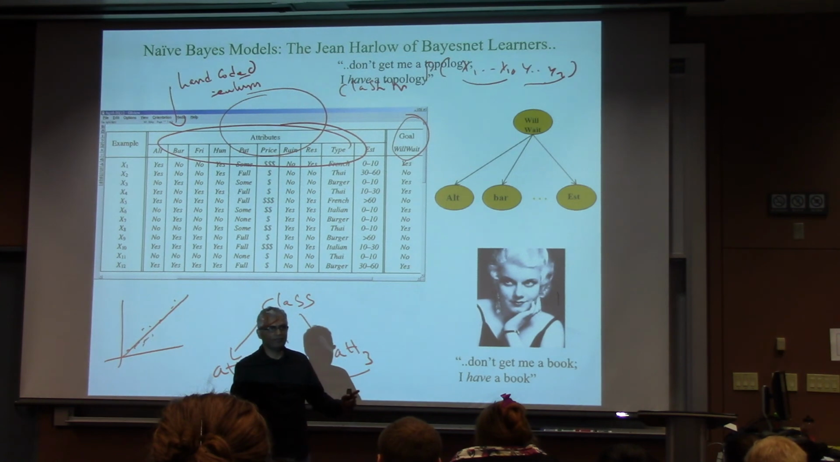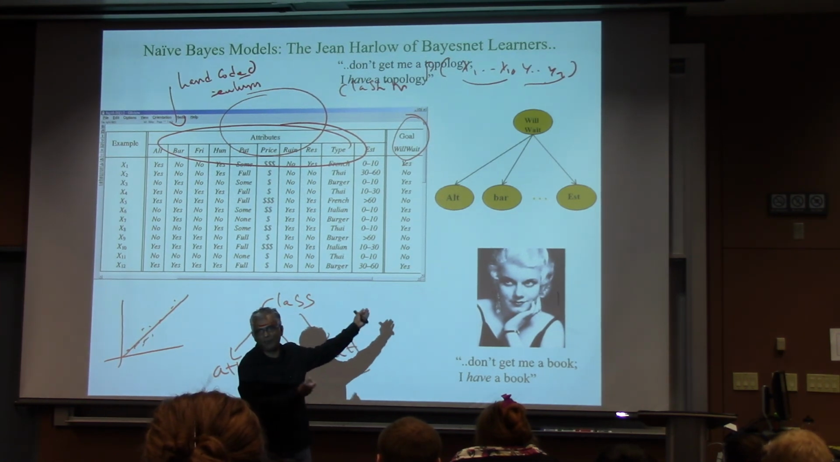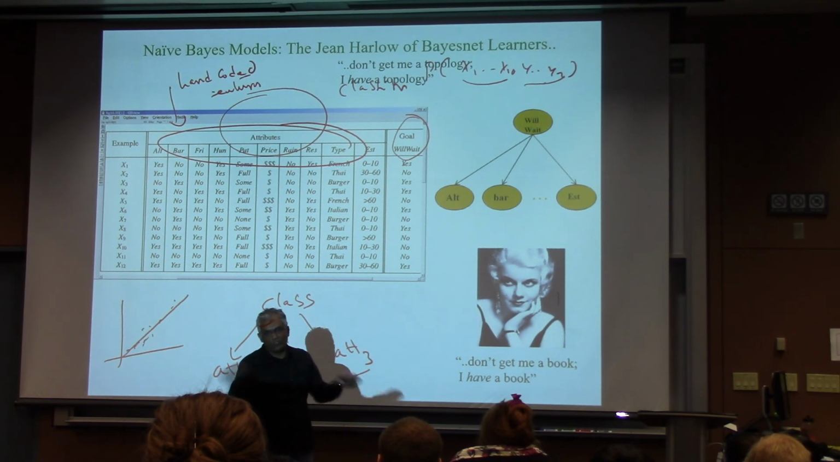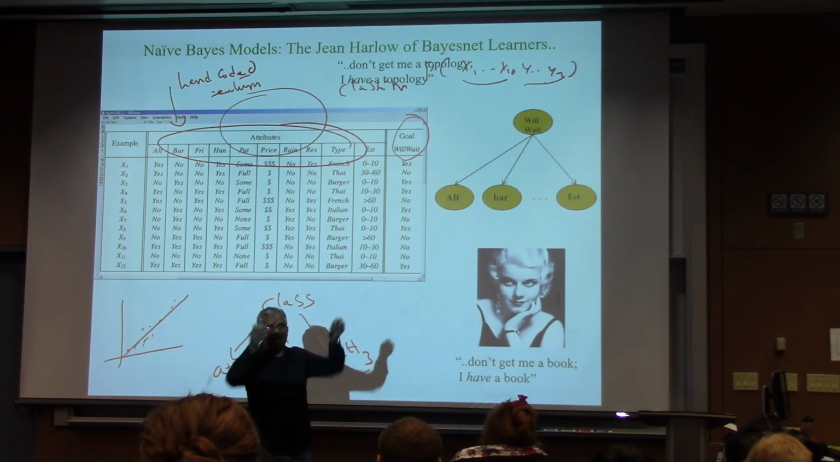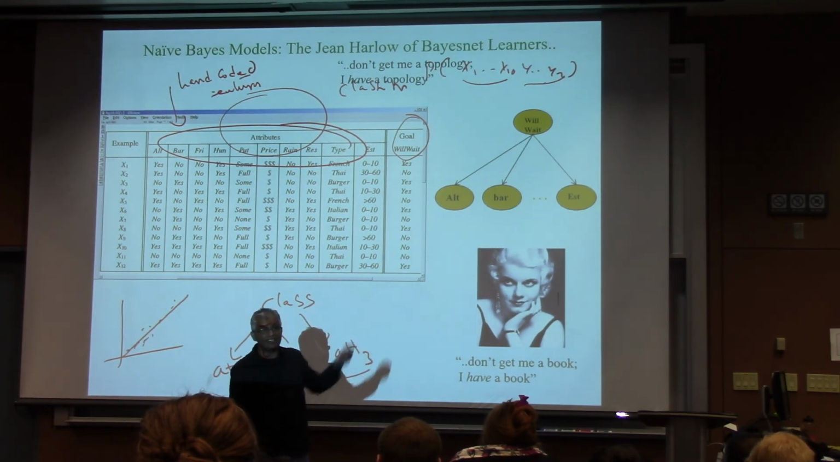Do people get this? If you get this, you now realize that this is just a special case of what we looked at already. So you have the complete data, you didn't have the topology, but your algorithm just assumes the topology is the same all the time. Class variable causes the attributes. So now you're going back to the previous slide.